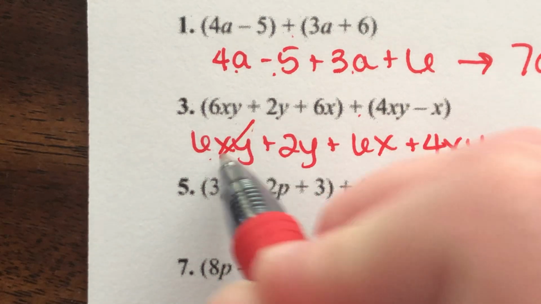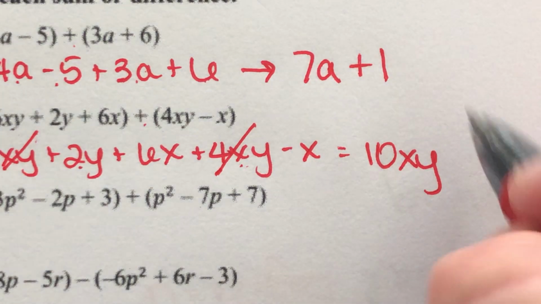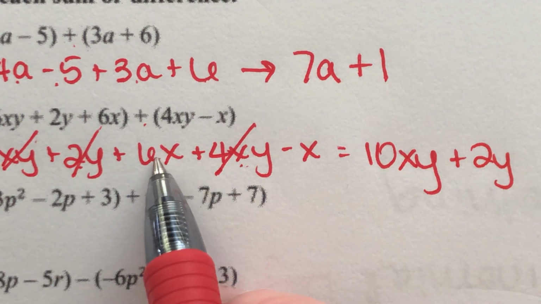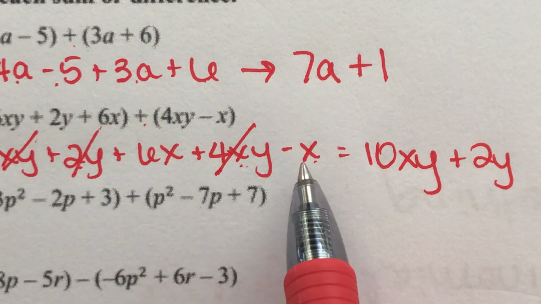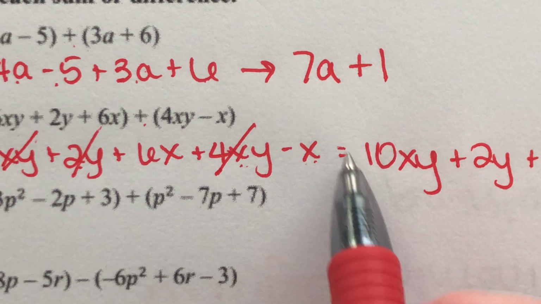So I used this one and this one. Then I have a 2y, so I use that one. And then I have a 6x and a negative x. So 6x minus x is 5x. And this has a degree of 2.